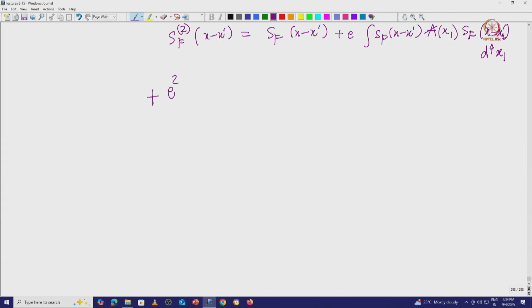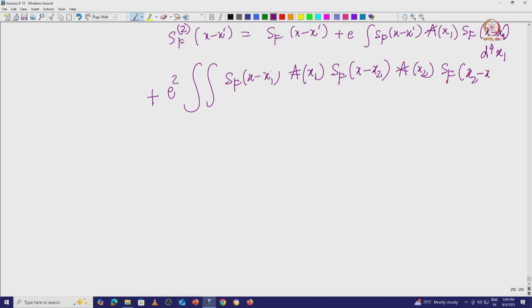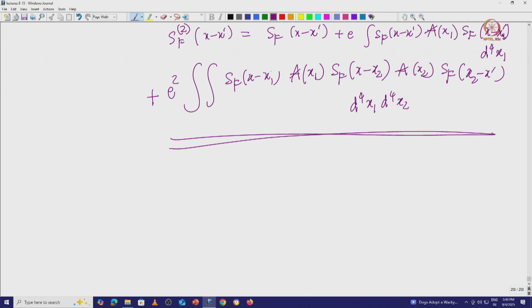Plus the e squared term will appear now with two integrals: S_F(x - x1) A-slash(x1), S_F(x1 - x2) A-slash(x2), S_F(x2 - x1') d^4x. So, you see a second order term.